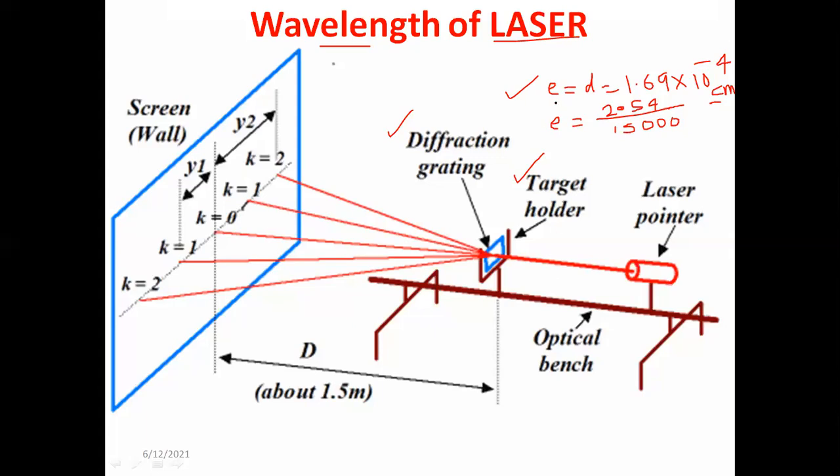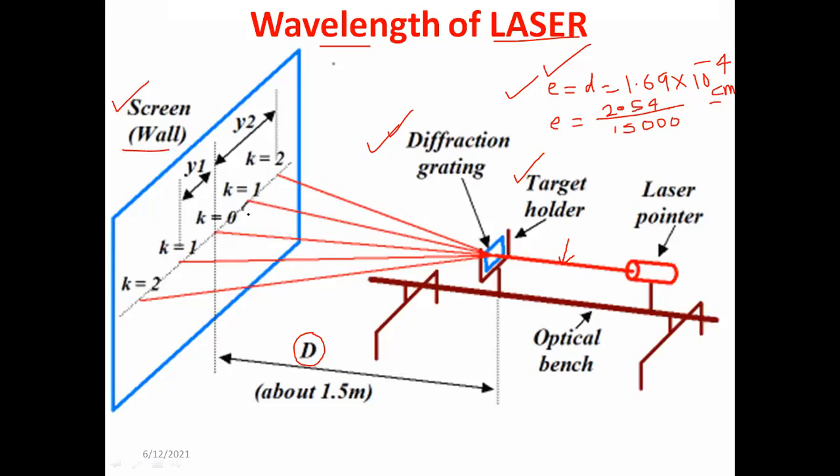Due to such a small gap between the two ruled lines, the laser beam is getting diffracted. You can compare the thickness of the laser beam before diffraction and after diffraction. So this is the diffraction. Now you have to find out the distance, that is capital D, the length between the diffraction grating and the screen. Because of the grating element, 1.69 into 10 raised to minus 4 centimeter, the laser beam is getting diffracted, and that can be recorded on the screen.